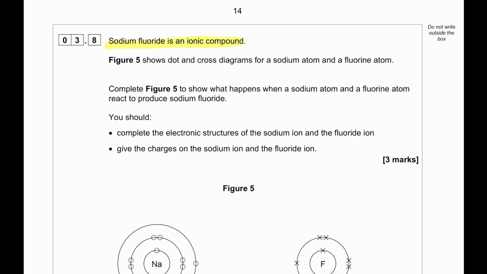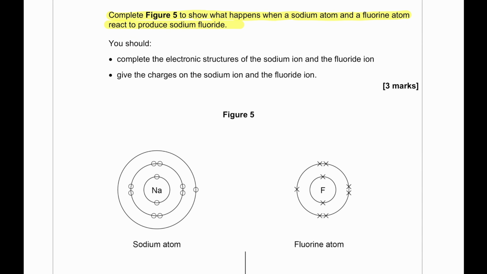Sodium fluoride is an ionic compound. Figure 5 shows dot and cross diagrams for a sodium atom and a fluorine atom. Complete figure 5 to show what happens when a sodium atom and a fluorine atom react to produce sodium fluoride. Complete the electronic structure of the sodium ion and the fluoride ion. Give the charges on the sodium ion and the fluoride ion.